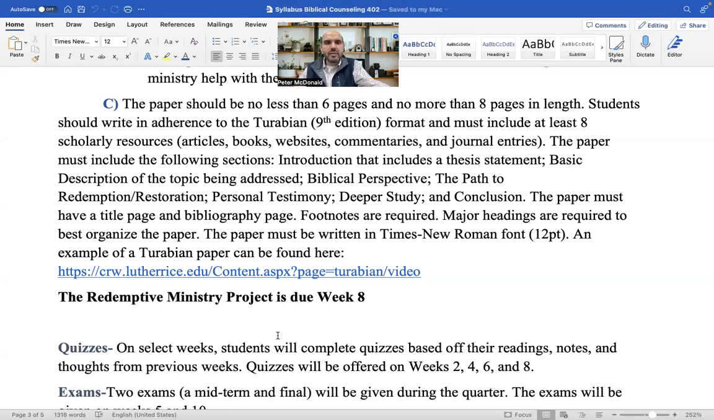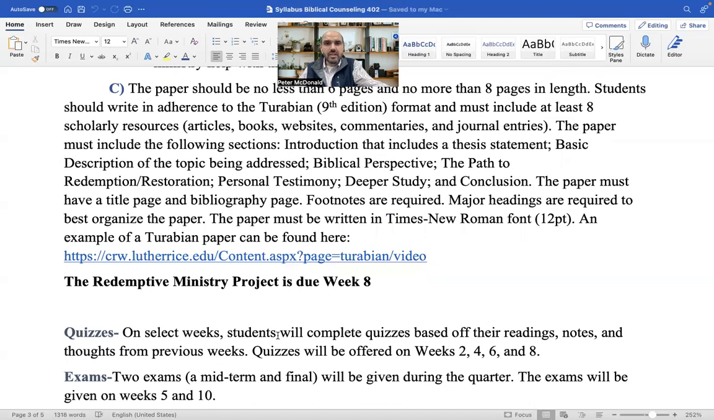The paper must include the following sections, and when I say sections, I mean that the paper needs to be organized into these sections. So you're going to have an introduction section, and it needs to be noted: Introduction in bold. The introduction section should tell me what you're going to do with your paper. So that includes your thesis. A basic description of the topic being addressed, biblical perspective, the path to redemption and restoration, your personal testimony, a deeper study, and then conclusion. These are sections that should be highlighted through your paper.